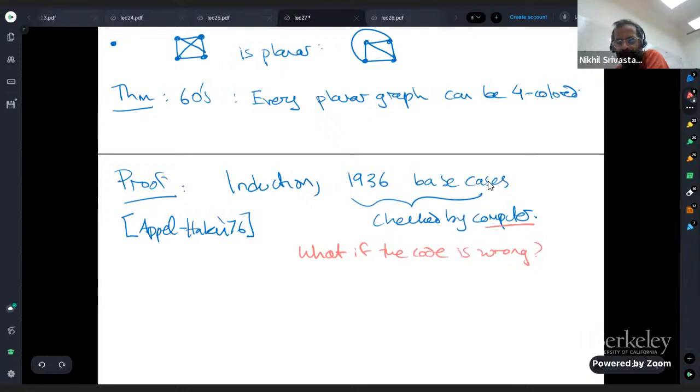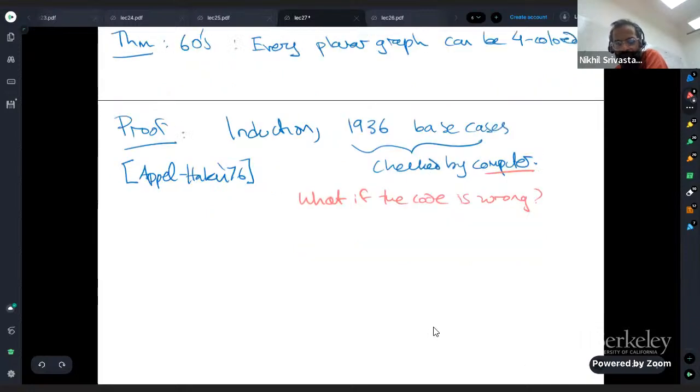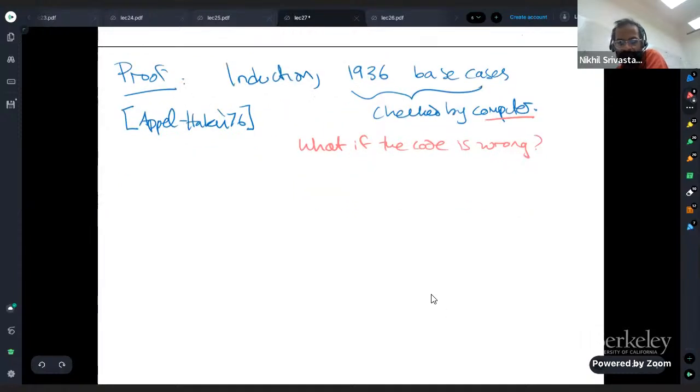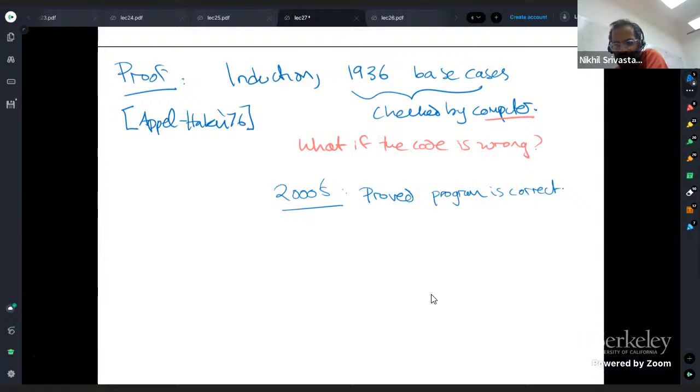Right? So if you check something by computer, it means you write a program. But then what if your program is wrong? So then in the 2000s, people proved that the program is correct. And so finally, so now this actually is a mathematical proof, right? That somebody wrote a program and executed it, and it output that yes, these all satisfy the induction statement. And then some other people prove that the program is correct. And so that constitutes a complete proof.